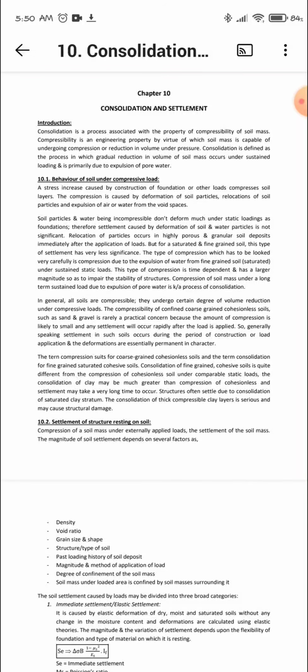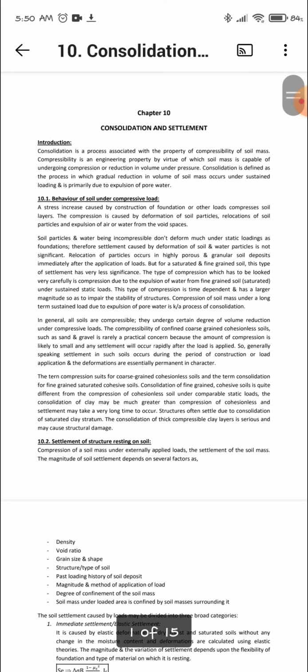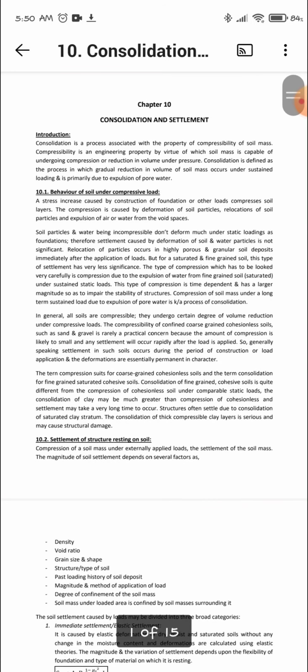The type of compression which has to be looked at very carefully is compression due to the expulsion of water from fine-grained soil saturated under sustained static loads. This type of compression is time dependent and has a larger magnitude, so as to impair the stability of a structure. Compression of soil mass under a long-term sustained load due to expulsion of pore water is known as the process of consolidation.